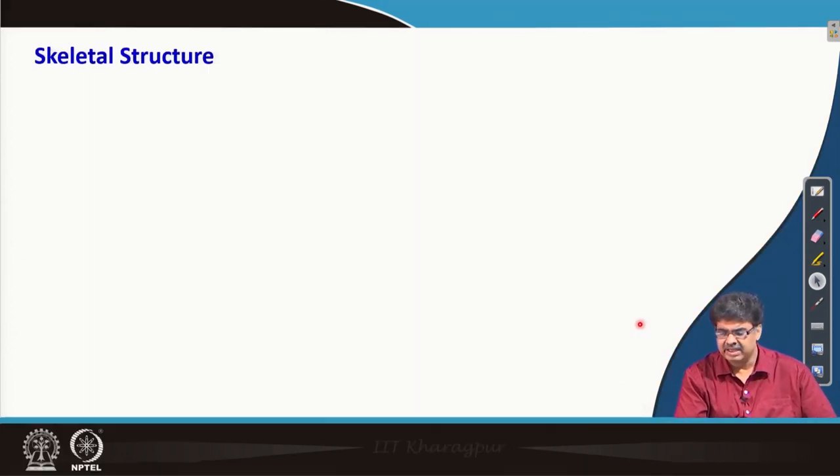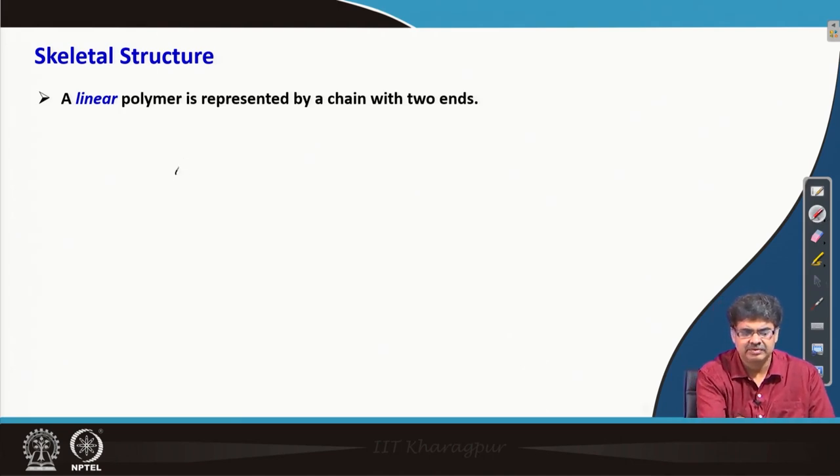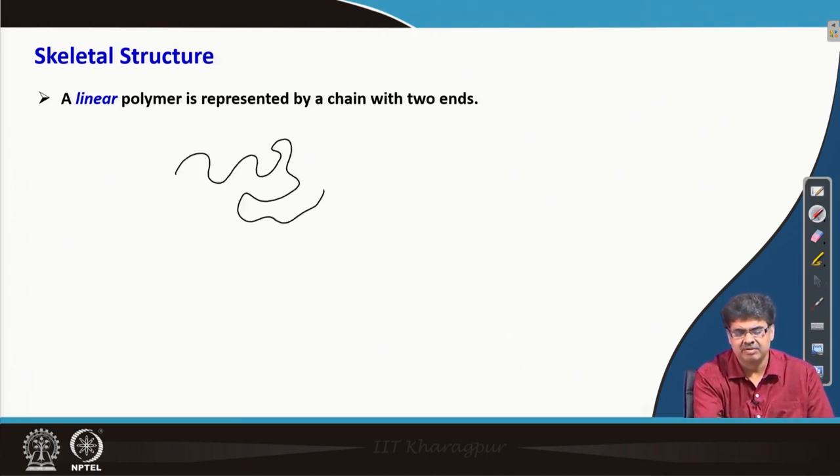Now, we will talk about skeleton structure. Polymers can be of different skeleton structure. What do we mean by skeleton structure? It could be a linear polymer, which is represented by two chain ends. Generally, as you have seen, we write polymers like this, having two ends, or simply like this.